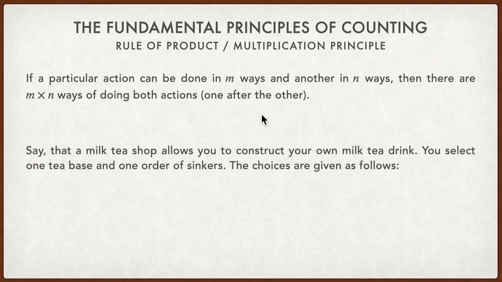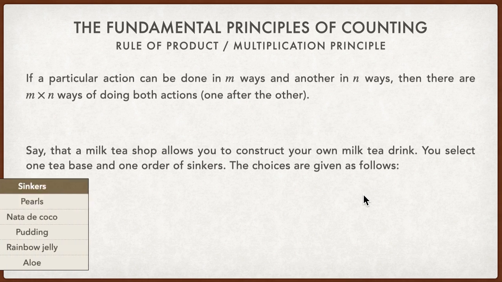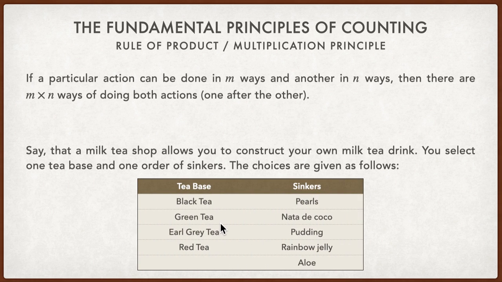Say you have a milk tea shop, that milk tea shop allows you to construct your own milk tea drink. For instance, you select one tea base and one order of sinkers. So the choices are as given below. So we have here the tea bases: black tea, green tea, Earl Grey tea, red tea, and we have the sinkers: pearls, nata de coco, pudding, rainbow jelly, and aloe. So how many choices are there in total?